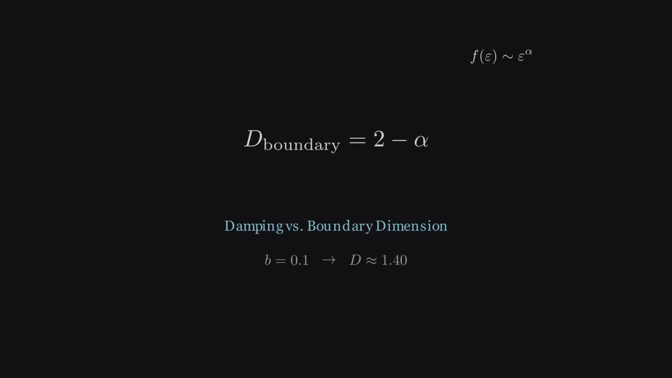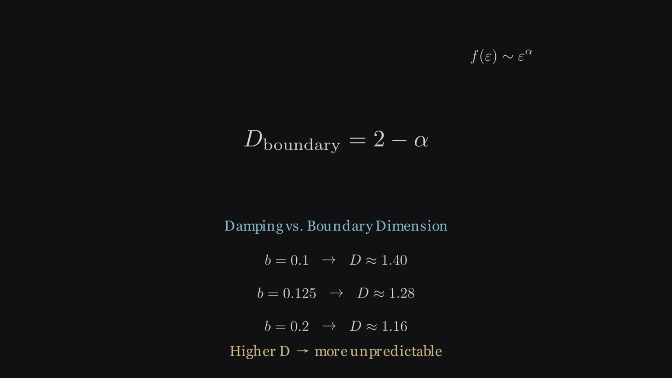The fractal dimension is measured using the uncertainty exponent. Take a starting point, perturb it slightly. If the perturbation changes which magnet wins, that point is uncertain. The fraction of uncertain points scales as epsilon to the power alpha, where alpha is the uncertainty exponent. The fractal dimension of the boundary is 2 minus alpha. For light damping, B equals 0.1. The boundary dimension is approximately 1.4. Heavily damped, B equals 0.2. The dimension drops to about 1.16. Simpler boundaries, lower dimension. At zero damping, something qualitatively different happens.